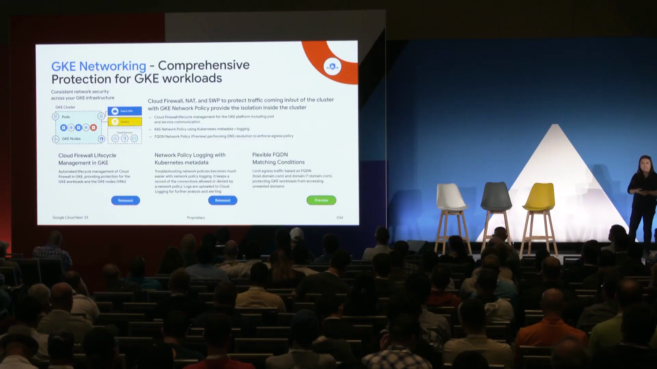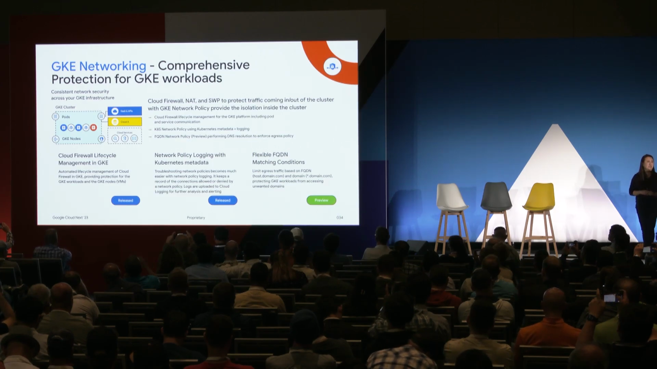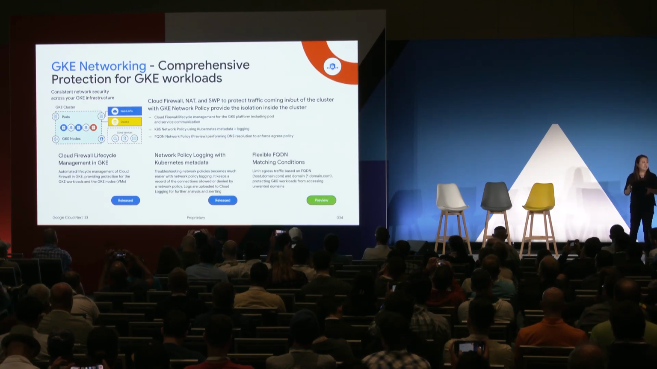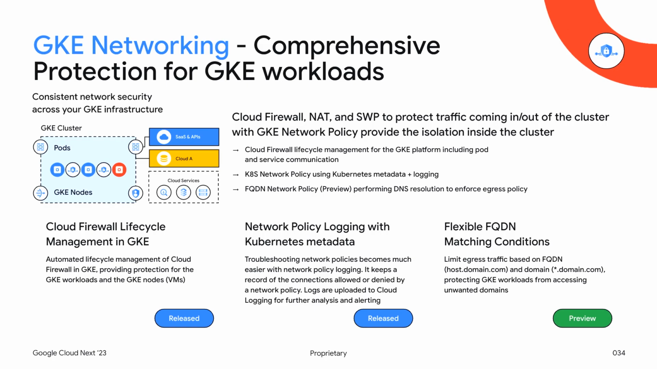In GKE, what we have done is enhance the network policy with metadata, and we added logging to the network policies. And then we also added additional innovations. Let me talk about Kubernetes policy logging in particular. Troubleshooting network policies is a lot easier based on what we have done. We kept a record of all the network policies, and then we uploaded all of these logs into Cloud Logging. That's an innovation that we have done to enhance upstream Kubernetes.